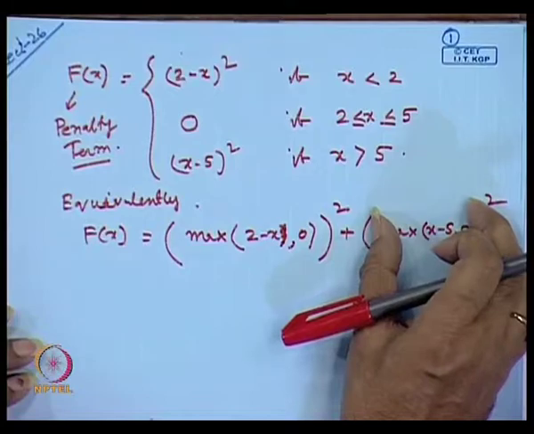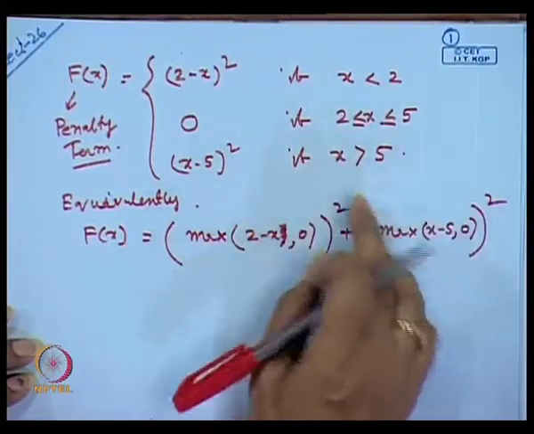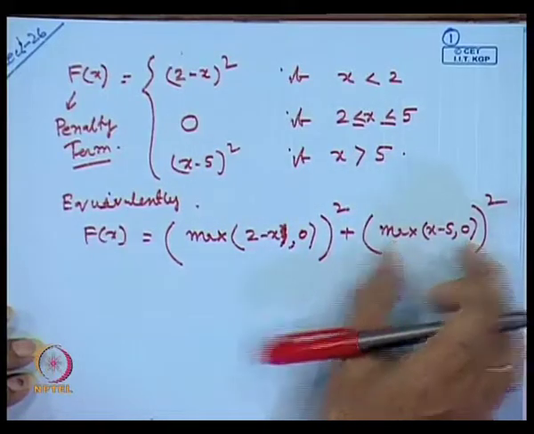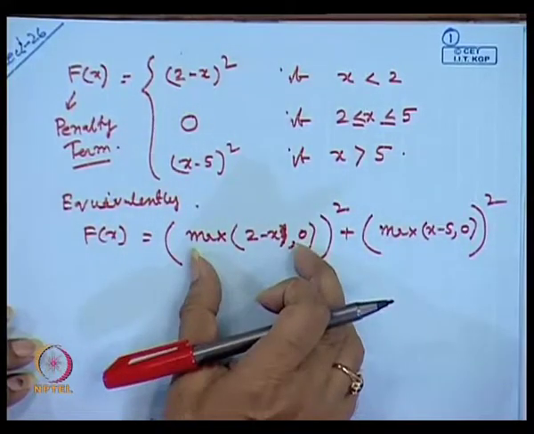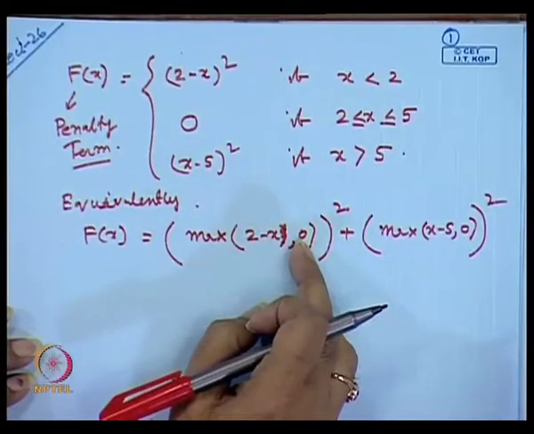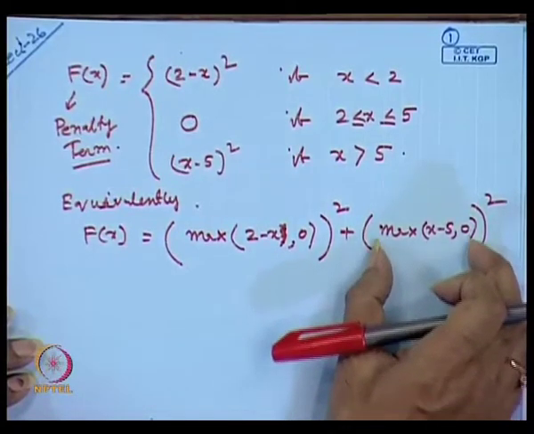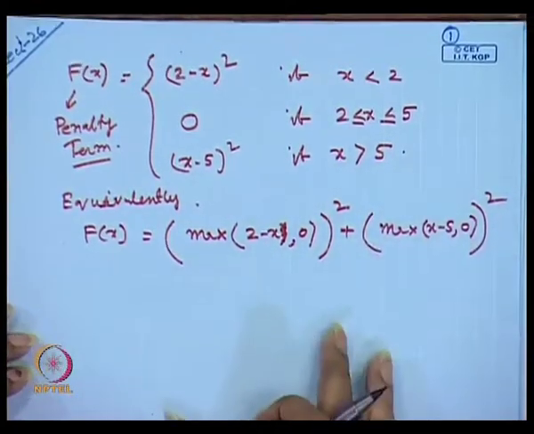This is not coming into the picture when x is less than 2. Similarly, when x is greater than 5 this part will come into the picture, and the other part will not, because that quantity is negative and its maximum will be 0. So the penalty term contribution is coming only from this part.